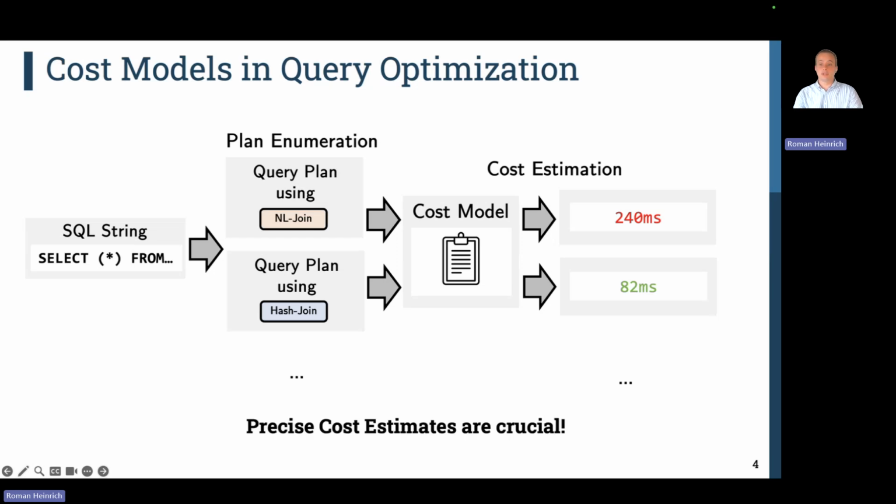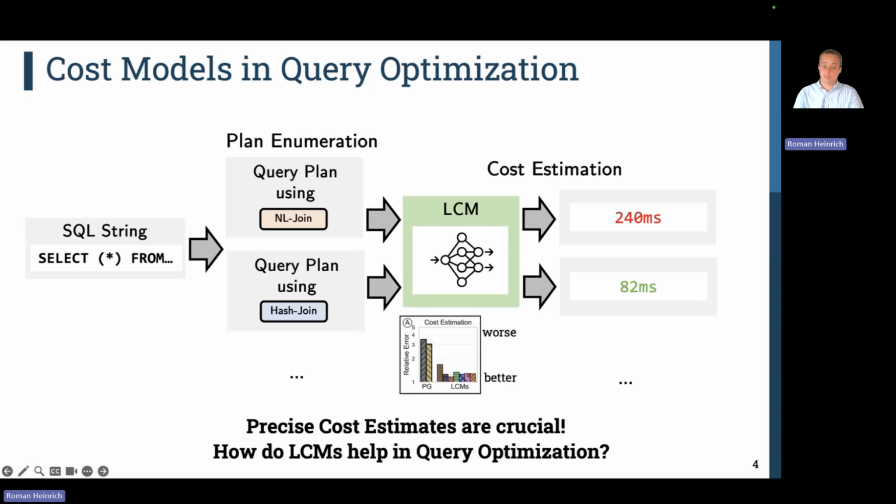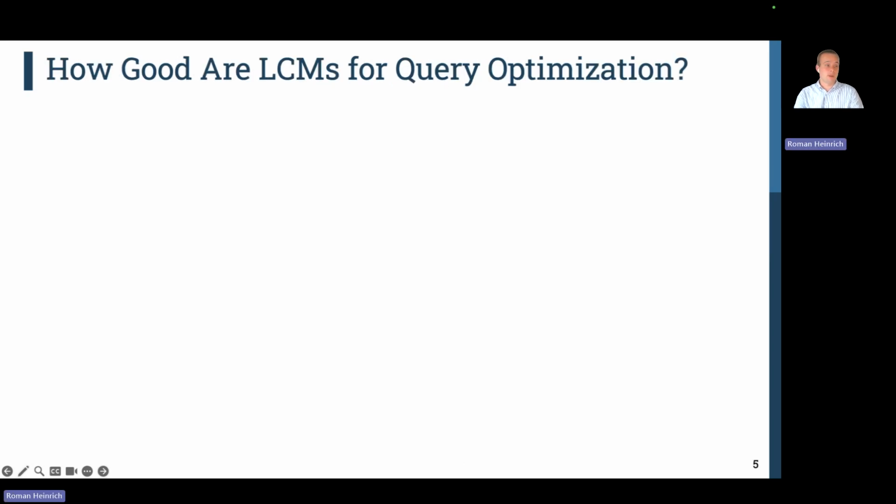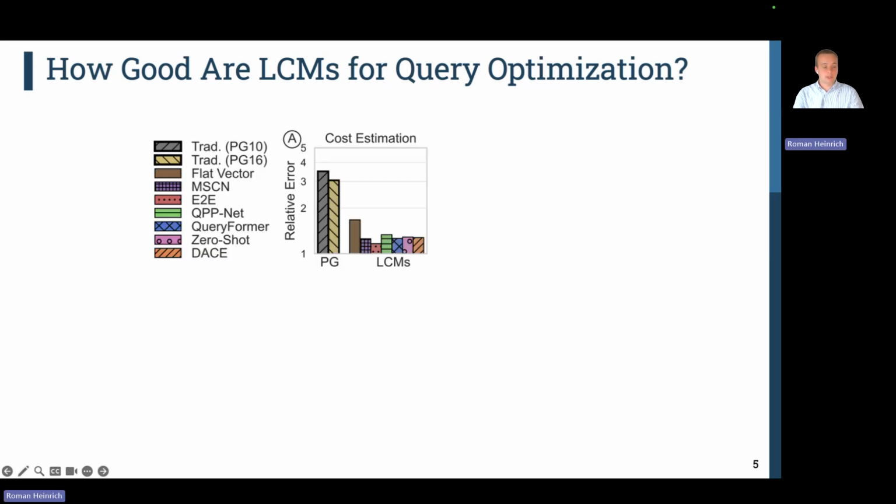So we can agree that precise cost estimates are crucial. And the question is now, how do learned cost models actually help here, given their better accuracy, and how can they support query optimization? This brings me to the title of this paper, which is How Good Are Learned Cost Models for Query Optimization? We already saw and discussed that learned cost models are more precise. And the question is, what does this precision give us and what's in it for query optimization?